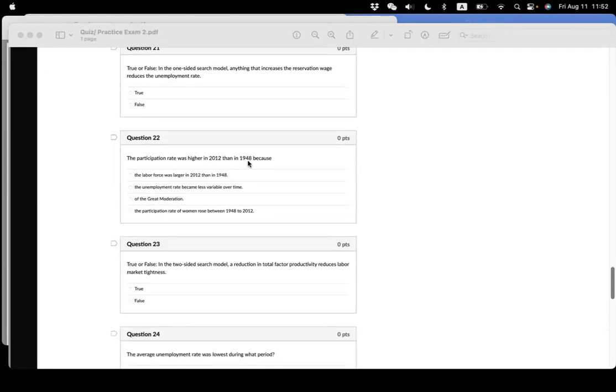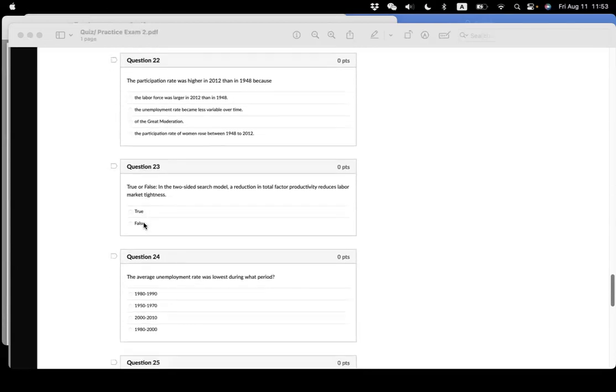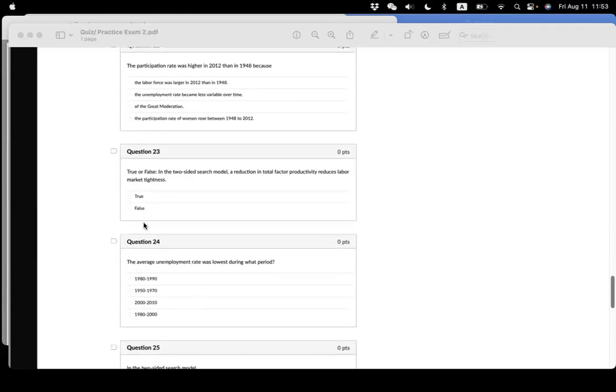22, the participation rate was higher in 2012 compared with 1948. This is a basic fact regarding the labor market in the US. What happened after World War II in the US is that the female labor force participation rate increased, while the male labor force participation rate declined. But overall, the labor force participation rate increased after World War II. So hence, the answer is D, the last one. Okay, this is 22. Now 23.